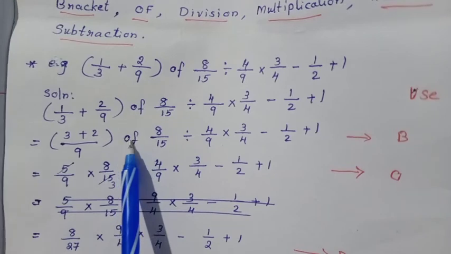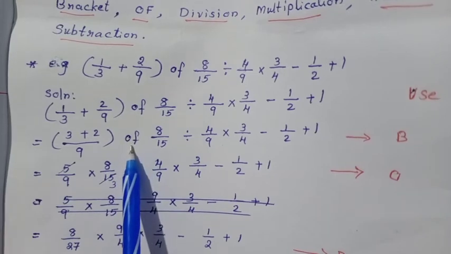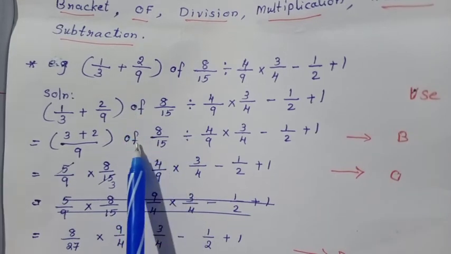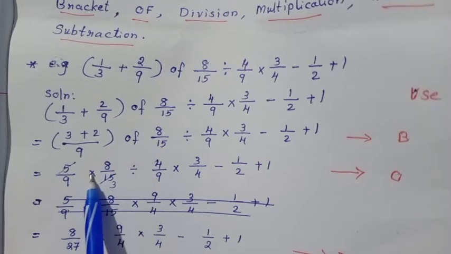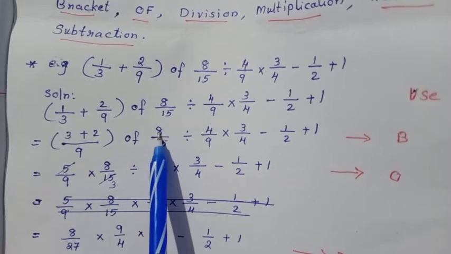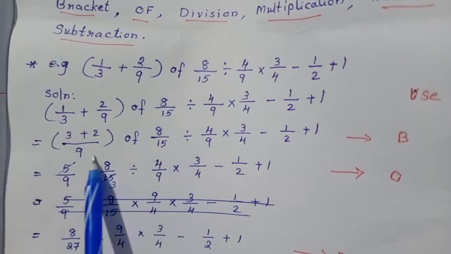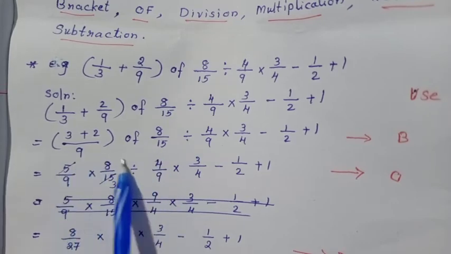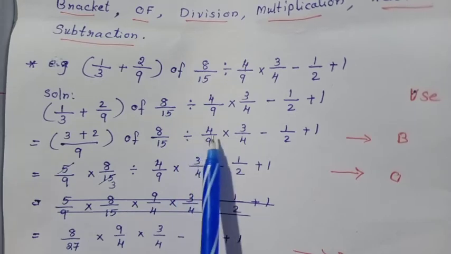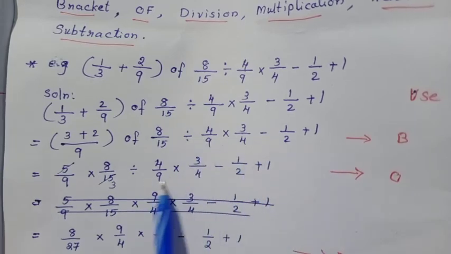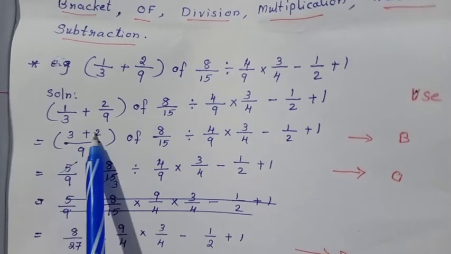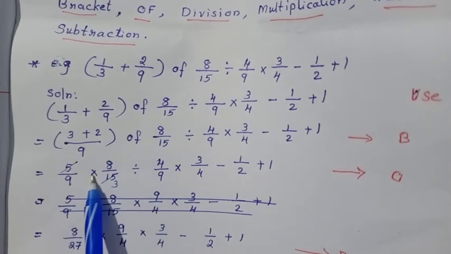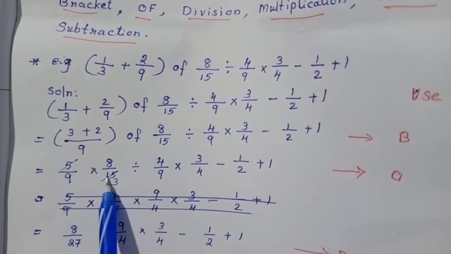Next, "of". In the word BODMAS, O is the second letter, so "of" is here. So "of" changes and we put into here. Then the next number, 8 by 15. Now we have to calculate this, and the remaining terms we write the same. So these two, 5 by 9 of, change and write into 8 by 15.